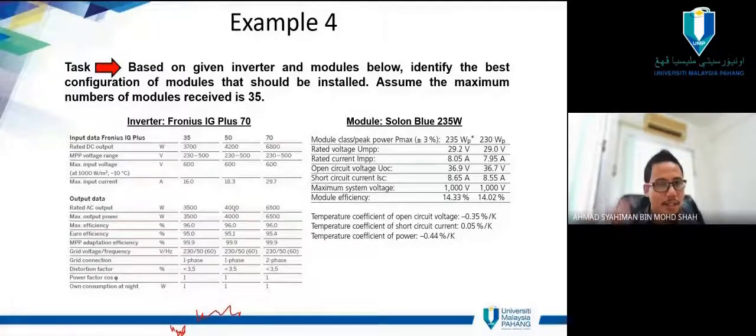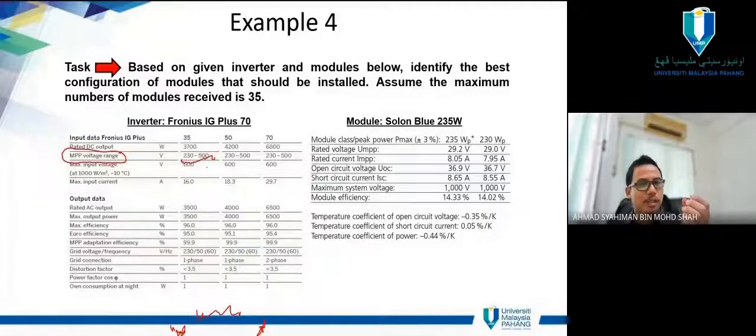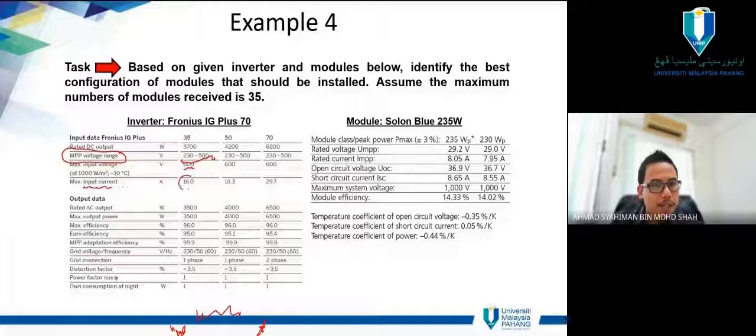Okay, this is the example of the inverter datasheet. So, nampak ni, MPP voltage range. So this is the value, MPP voltage ni kita dah dapat dah 230 sampai 500 and the maximum input voltage is 600. Maximum input current for the 35 ni is 16. Okay, 16. For 35 lah, if 50 then 18.3 lah. Okay.